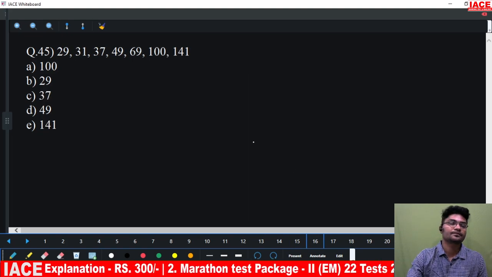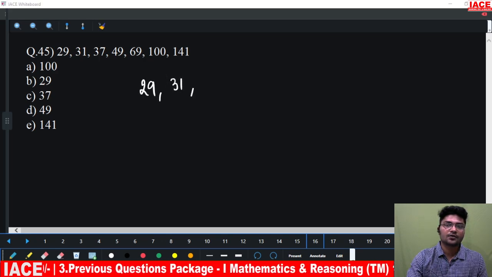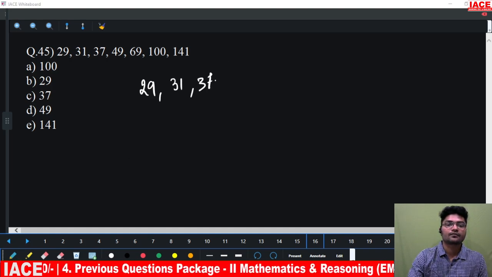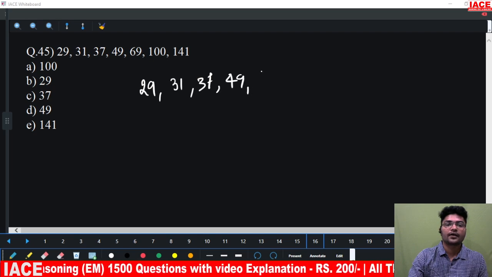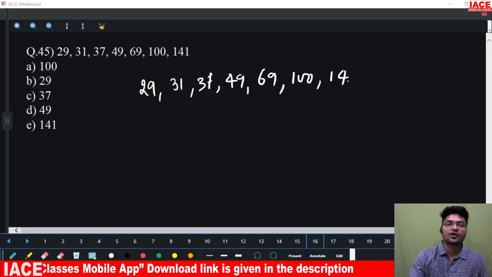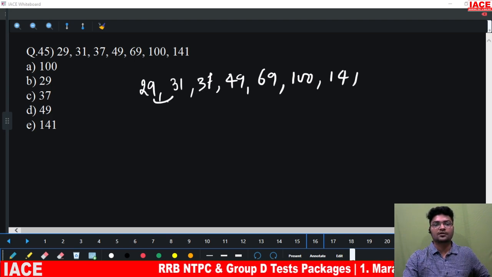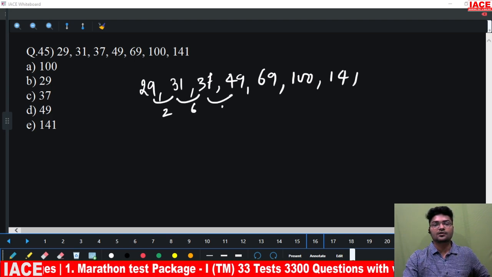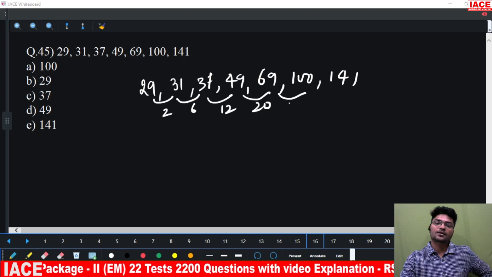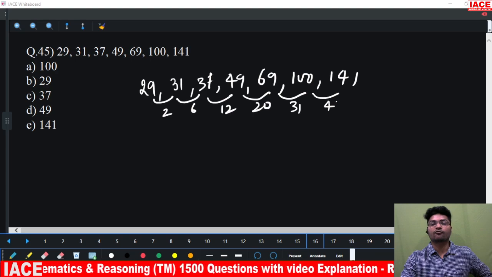Next, question number 16. The series is 29, 31, next is 37, 49, 69, 100 and 141. If I find out the differences, this is 2, 6, 12, 20. This is how much? 31, and this comes out to be 41.